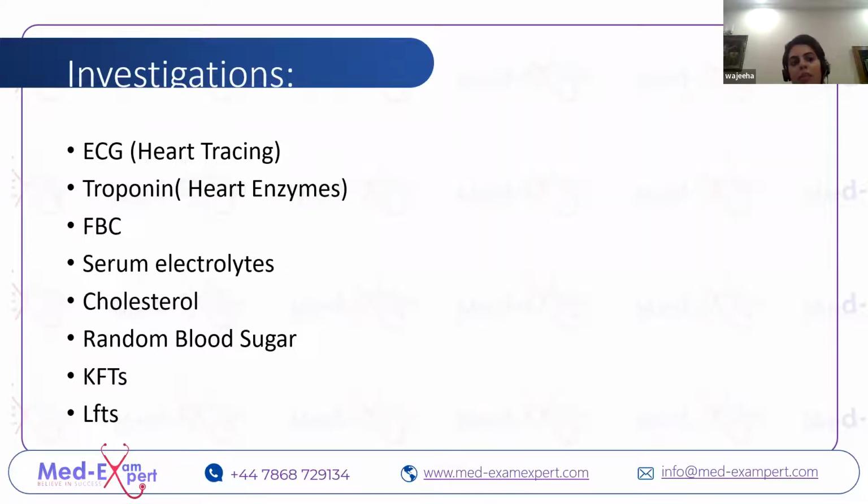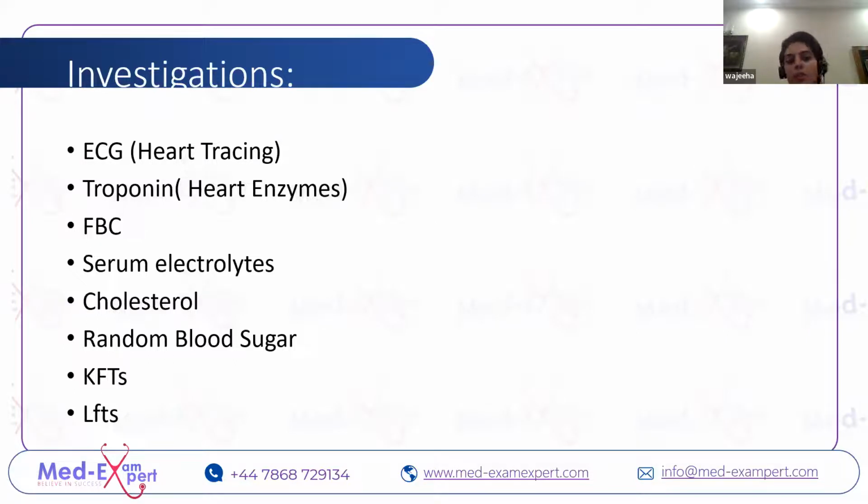So instead of saying that I would be doing an ECG, say, okay, Mr. John, I will be going for the heart tracing to find out any kind of changes in the heart. I will go for the heart enzymes, right? To check what's going on with you. I will be going for a full blood count to check for any kind of deficiency in your blood, right? You know, anemias, we have to rule out anemias. I have to check the mineral levels in your body, which are the serum electrolytes. I have to check your cholesterol, your random blood sugar, your kidney function test, and your liver function test.